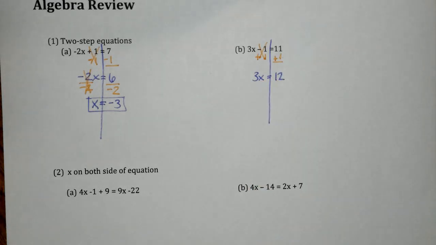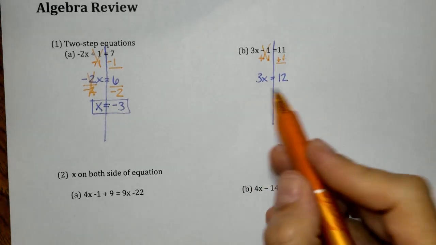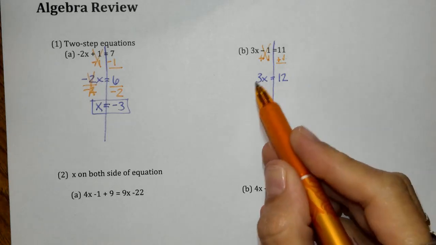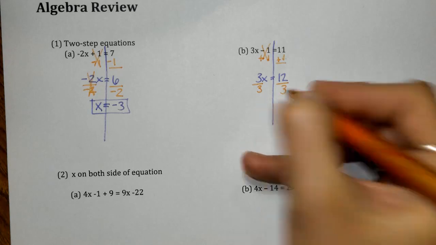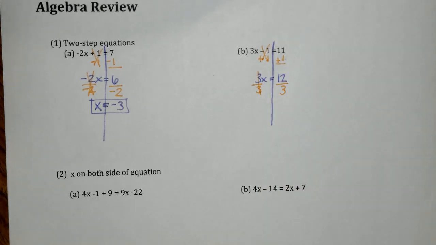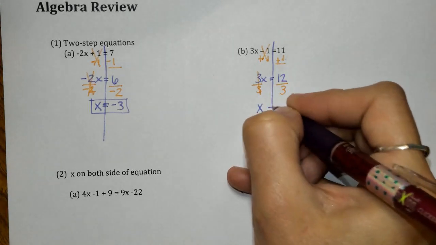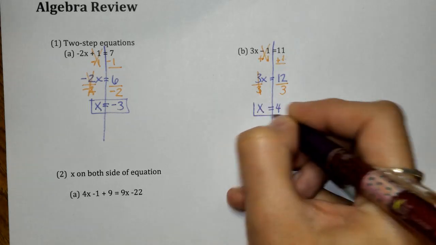A lot of times this last step is dividing, but not always. Here we have 3x equals 12. Get rid of the 3. This is multiplying. We need to do the opposite, dividing. What we do to one side, we do to the other. x is going to equal 4.